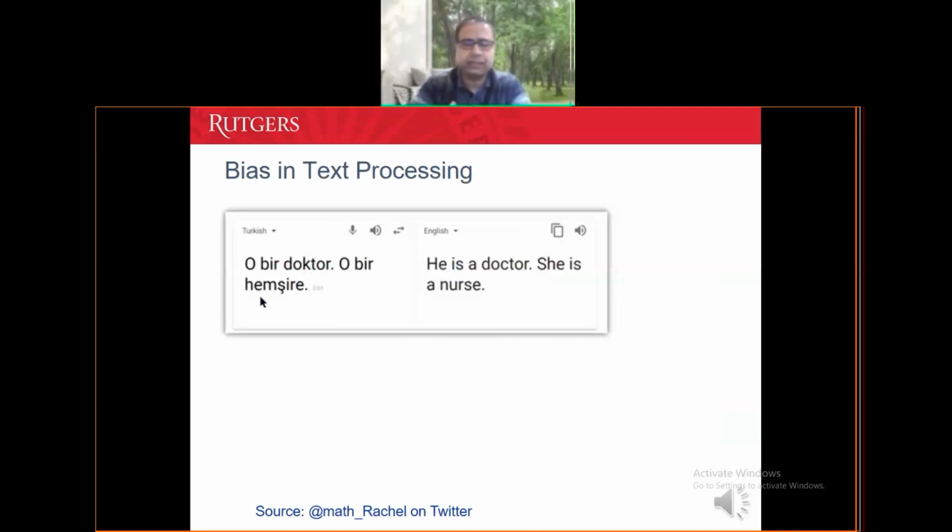And this happens even in text processing. For instance, this is Google Translate, or an older version. I think they've tried to fix this now. Translating from Turkish to English, where there are no gender connotations, like this person is a doctor, but when it was being translated, Google Translate automatically assumed that a doctor was a he and a nurse was a she. Again, these things are going to amplify biases, lead to further downstream effects, and so on. And we want to both audit for these things and counter these things.